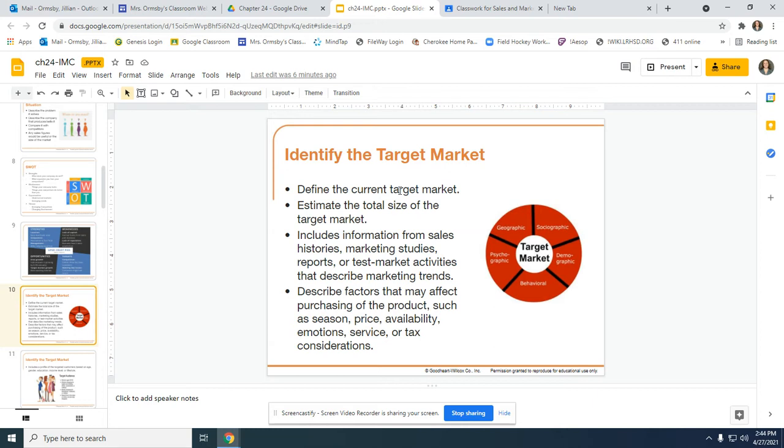So, when we are doing our integrated marketing campaign, we want to figure out not only who our target market is, but we also want to estimate the total size of the target market because that is going to drive some of our decision making further down along the line. So, when we are doing this, we are including information from sales histories, marketing studies or reports, test marketing activities that describe different marketing trends. We're also going to describe factors that affect purchasing of the product, such as the season, the price, the availability, the emotions, service, or tax considerations.